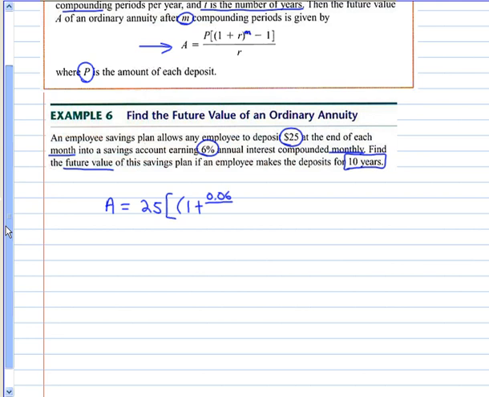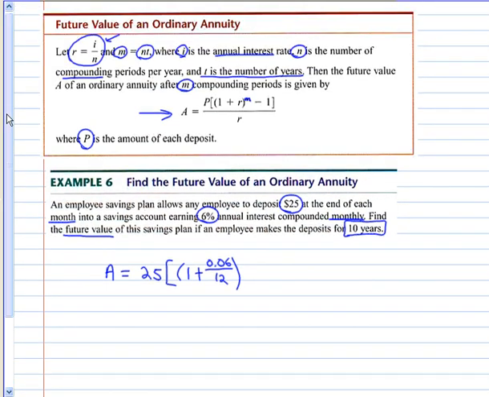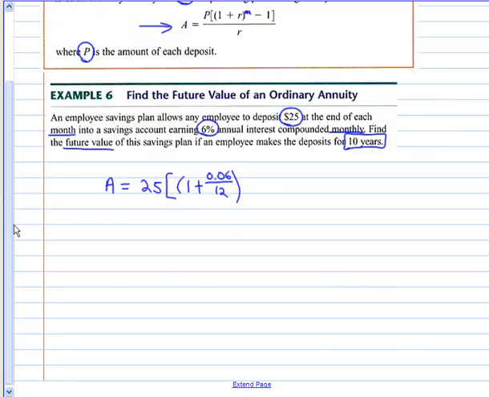Divided by the number of times, well, we're doing it monthly. That would be 12 times. And that has to be raised to the M. What is M? M is the number of times a year times how many years? Well, we're doing it 12 times a year for 10 years. Off to the side, it's easier if you figure out this number by itself. 12 times 10, 120 is going to be that exponent. 12 times a year for 10 years. Minus 1, close our brackets, and all of that is divided by the interest rate of 0.06.